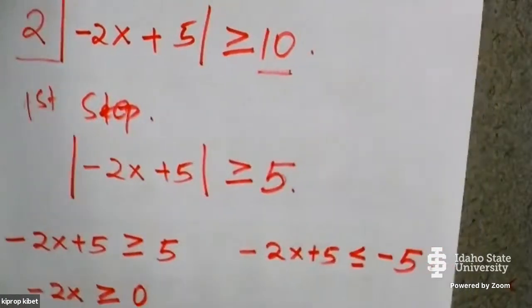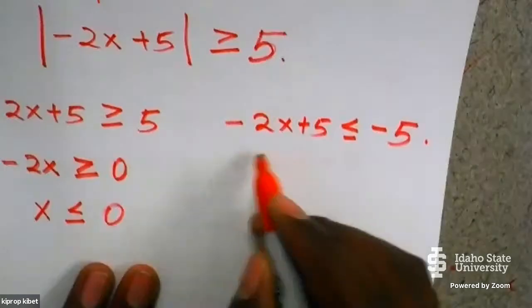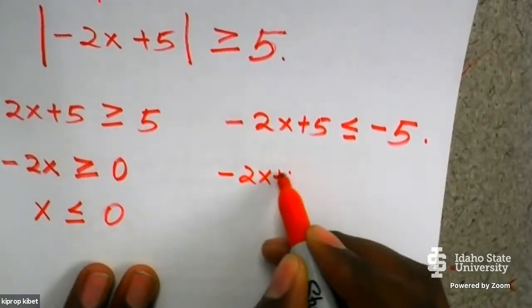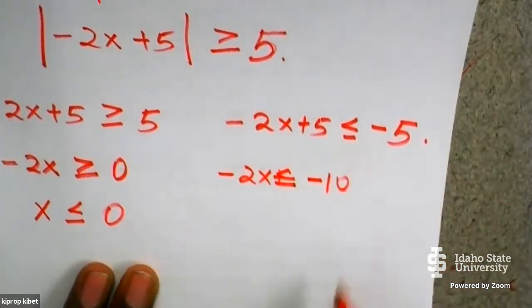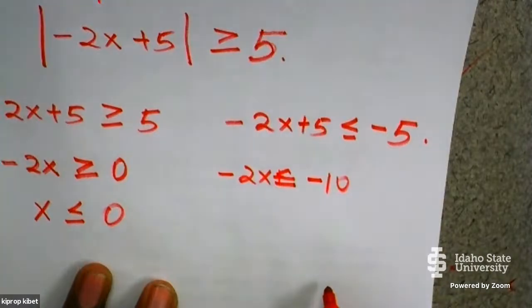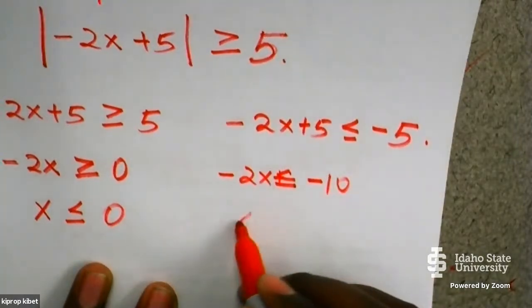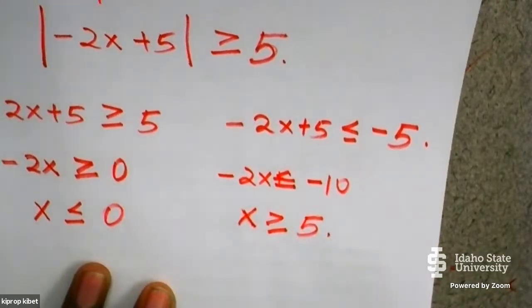is less or equals to 0. We can't see it? Oh, you can see. So it will be like that. Then this one is minus 2x plus 5 less or equals to minus 5, so you take this one, it will be minus 10, and again you flip. So x is greater or equals to 5.